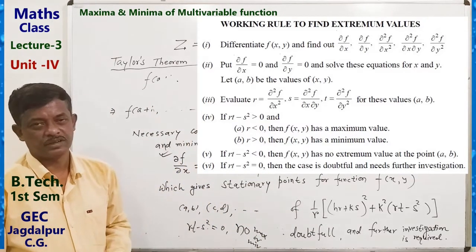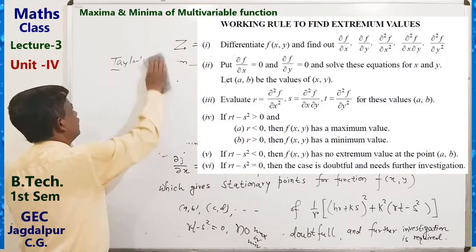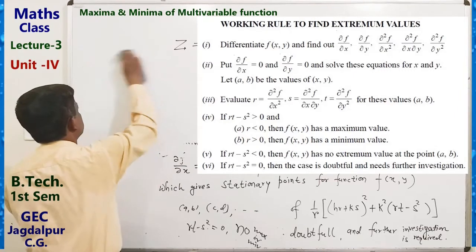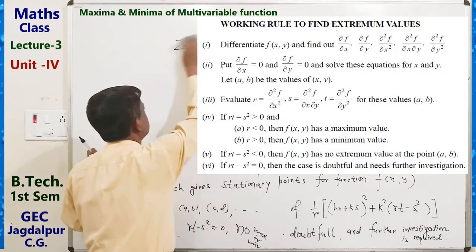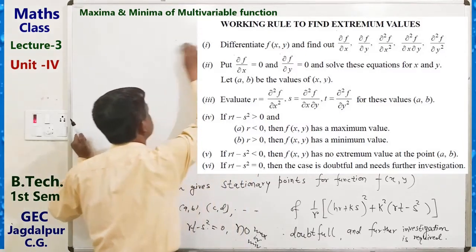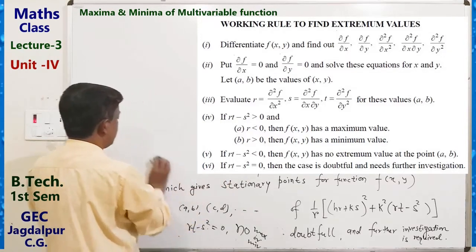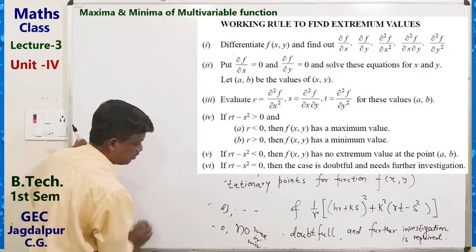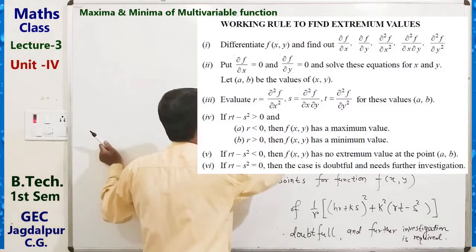by using this condition. That means first of all we will find del f by del x, del f by del y, and then equate them to 0 and solve these two equations simultaneously. We will get the stationary points. A stationary point may be maximum or minimum. For that, we will find the second order derivatives r, s and t, and one by one corresponding to the stationary points, we will find the values of r, s and t and test.